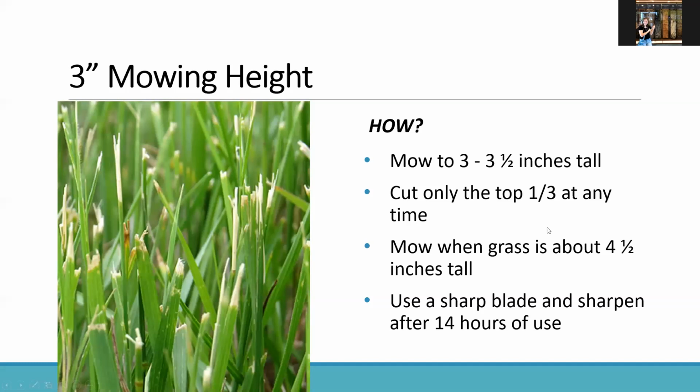You'll want to use a sharp blade, and here's why. This grass right here was cut with a very dull blade. You notice it has these brown edges at the top. It's not very appealing and good looking for appearance sake, if that's what you're in it for, right? So a duller blade will just kind of pull the top of it off, as opposed to a sharp blade will give it that really nice clean cut of your grass and not give this brown color. You'll want to sharpen your blade after about 14 hours of use.